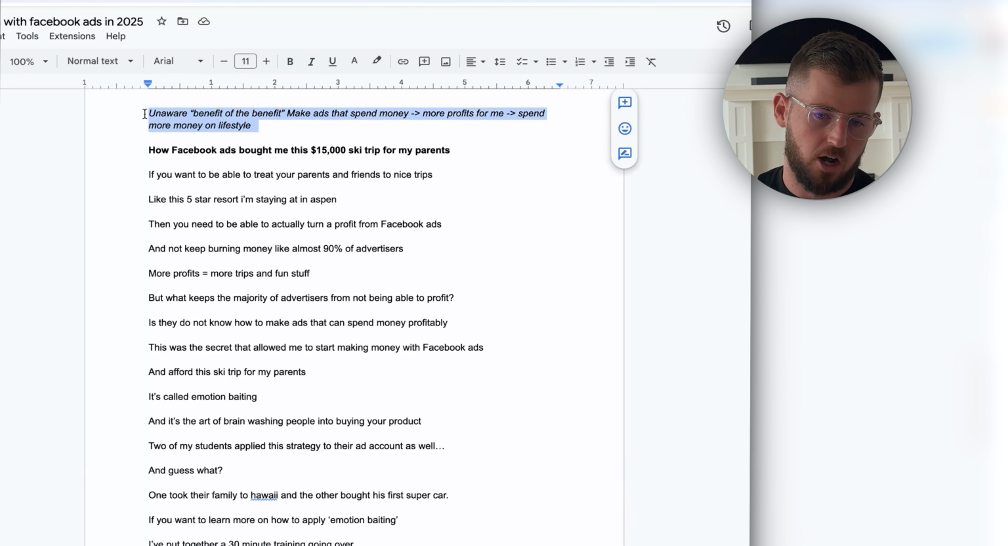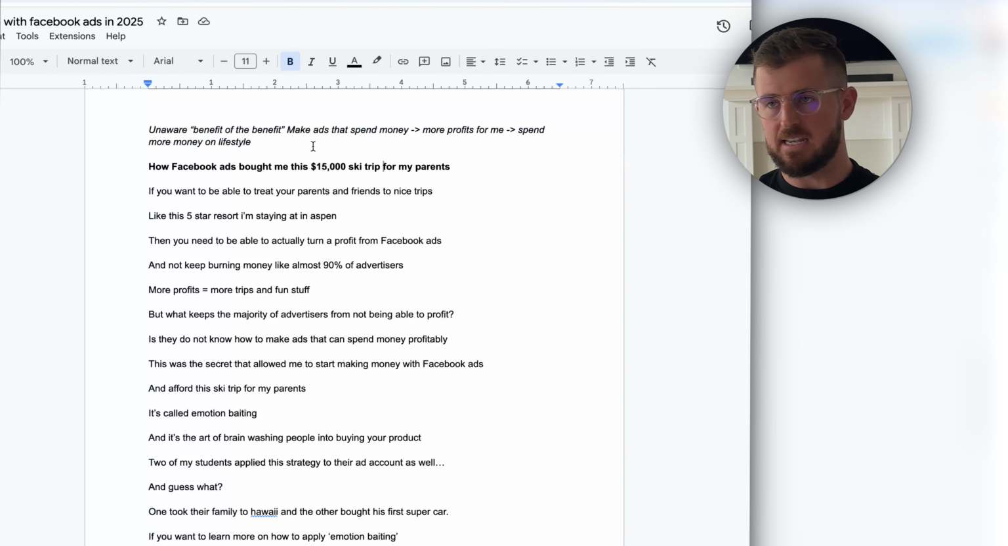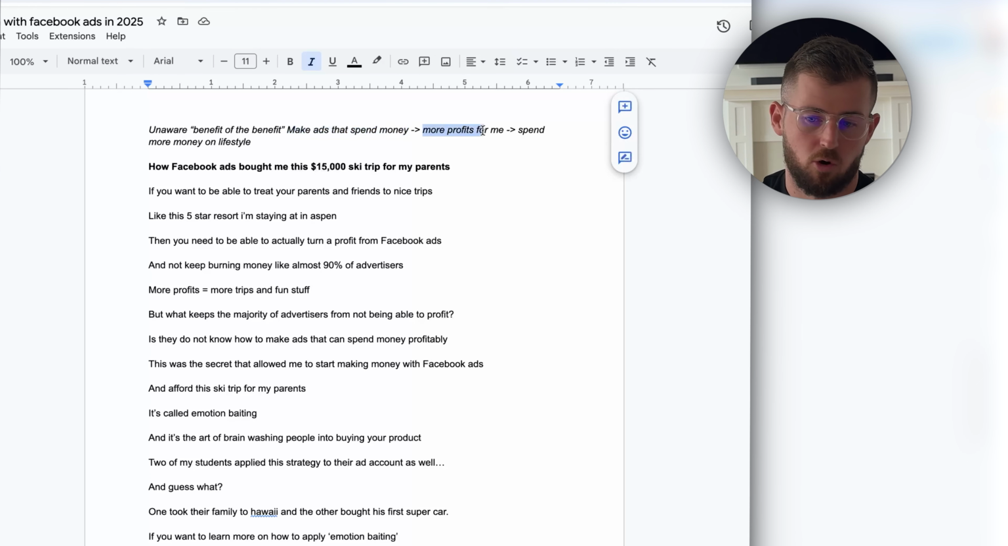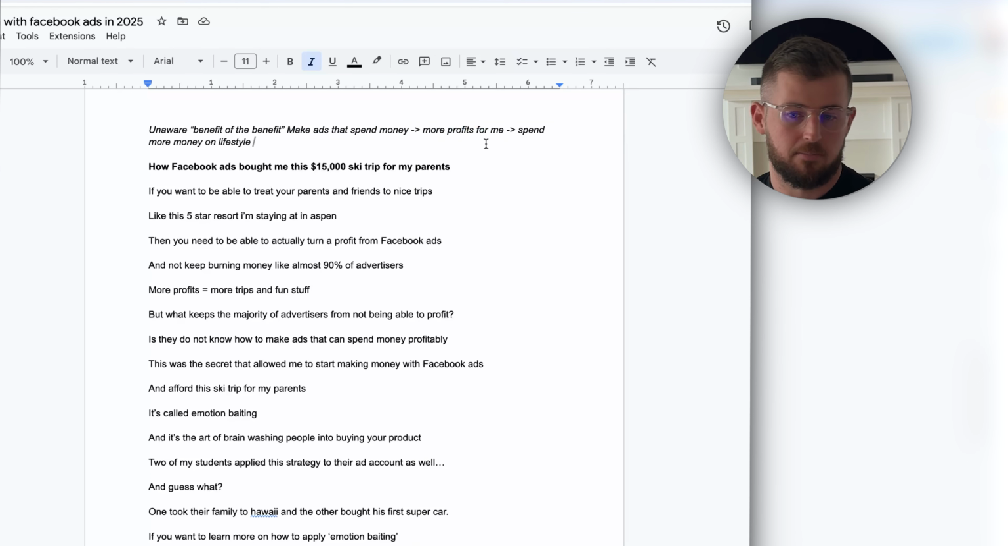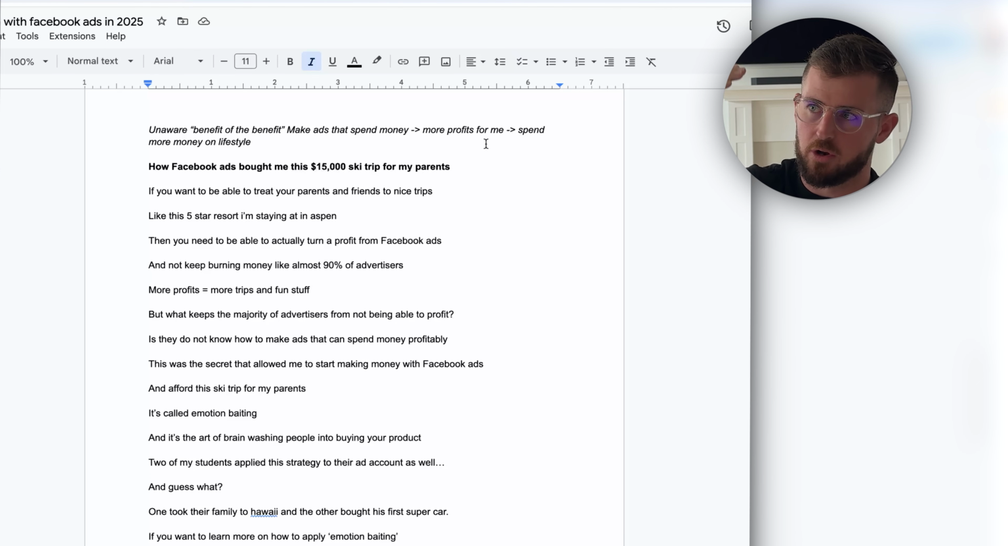And again, to go after an unaware audience, what I like to look at is the benefit of the benefits, just an easy way to start with an unaware ad. So one of the benefits of this strategy of emotion baiting is making ads that spend money. So what is the benefit of making more ads that spend money? More profits for me. What happens if I make more profits? I can level up my lifestyle. I can buy cool trips, buy cool cars, things like that. And then I'm just flipping that around and starting off with that big lifestyle, and then going all the way down to how you can achieve that with emotion baiting.